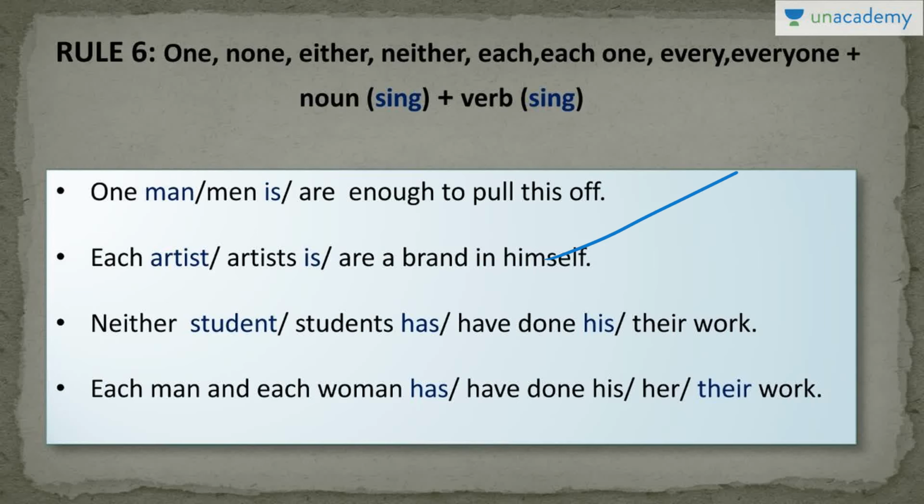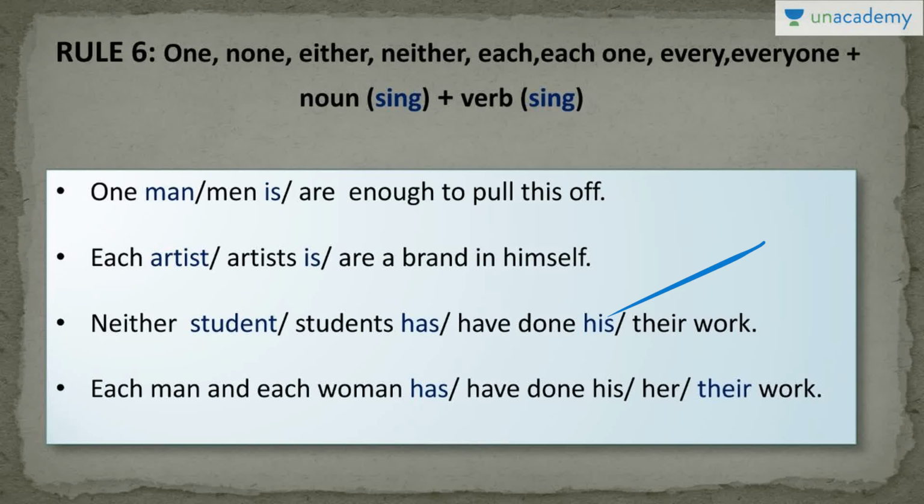Next, each artist or artists is or are a brand in himself. In this sentence as well, you can see that the sentence starts with each, which is singular in construction, so it has to be followed by a singular noun. So I would choose artist, and since the noun is singular, the verb has to be singular as well. So I would choose is, and the correct sentence becomes each artist is a brand in himself.